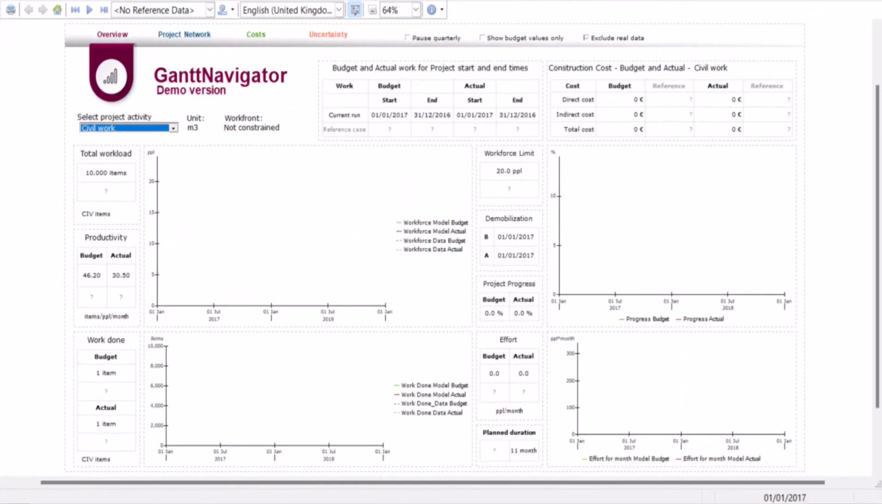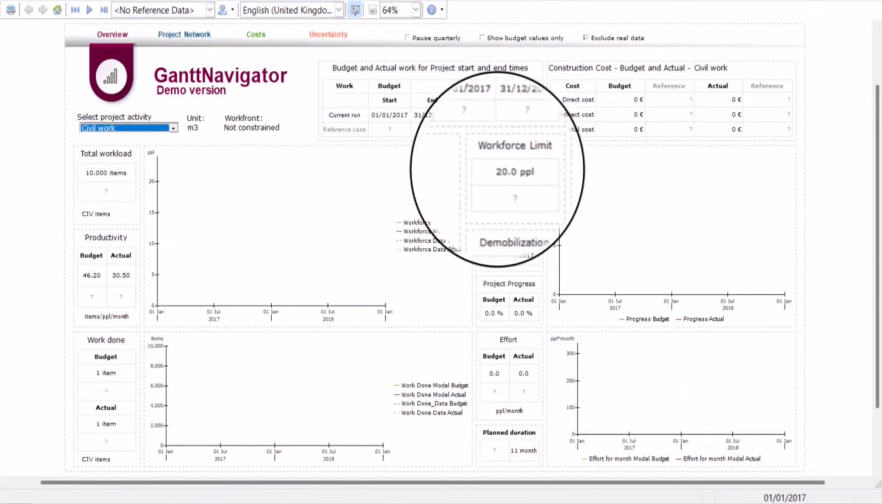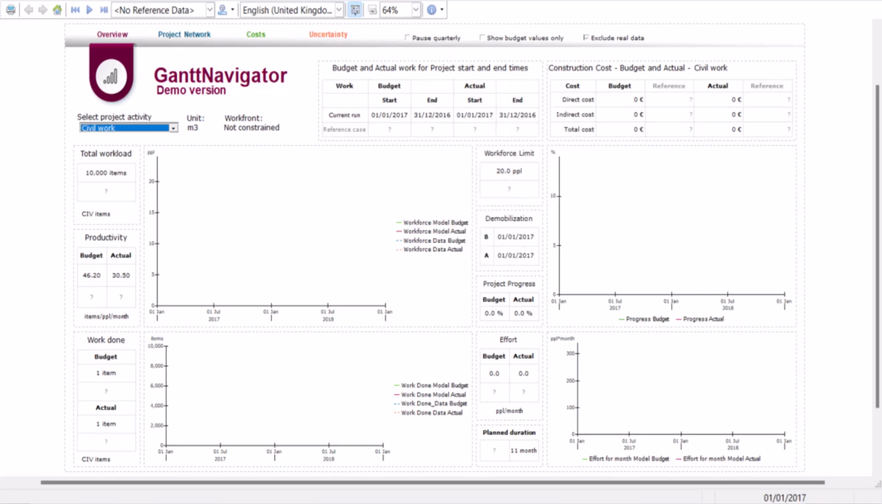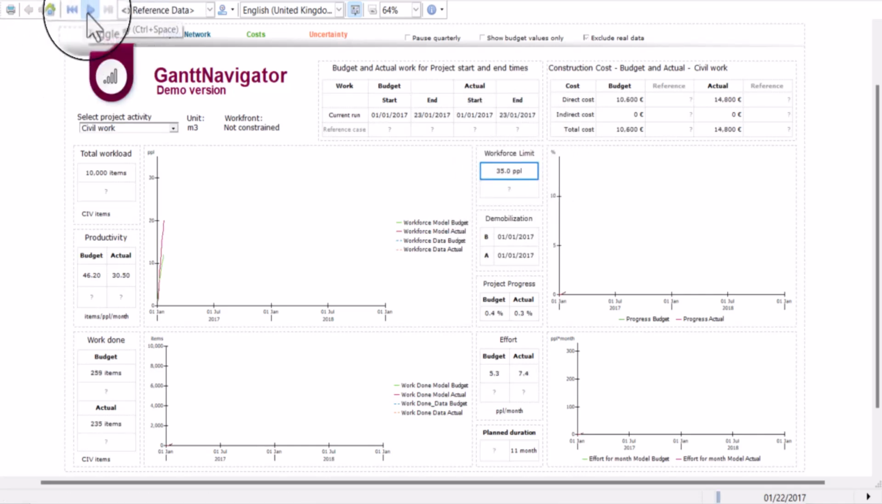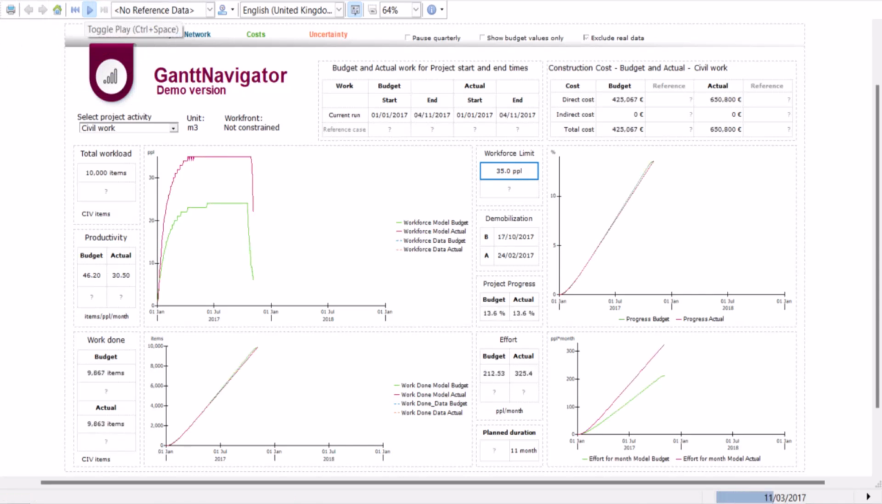Having a workforce limit of 20 people and a lower productivity than planned for gives us a 33% underperformance. If we allow for a higher workforce limit, say 35 people, we can see that we retain the project duration of 11 months. We can then add a reference curve to compare our 2 scenarios.